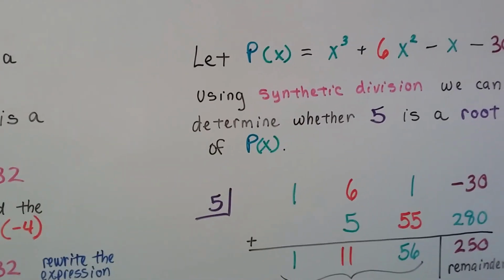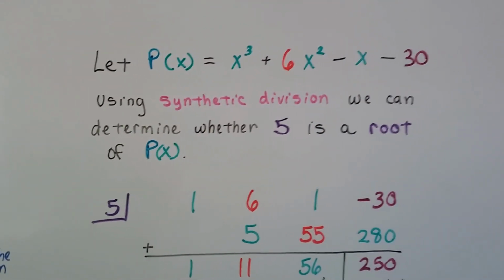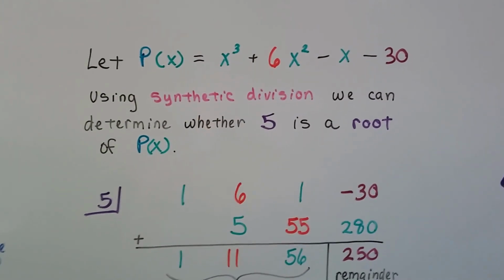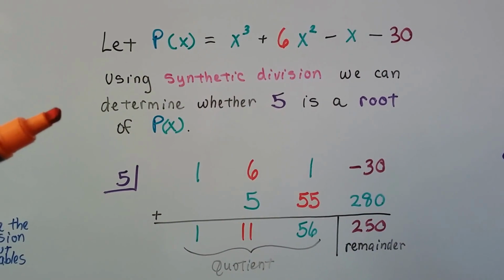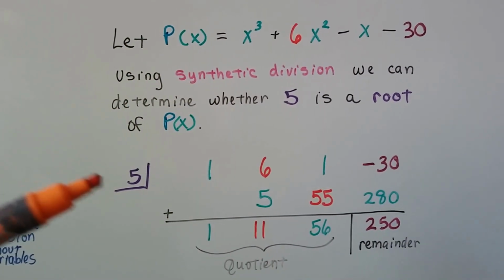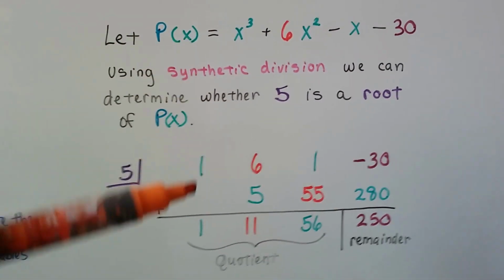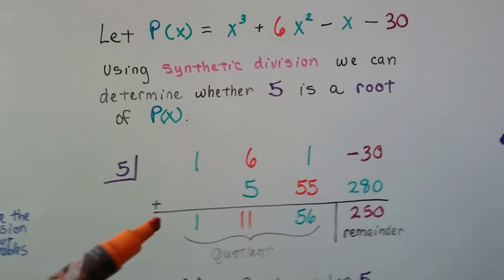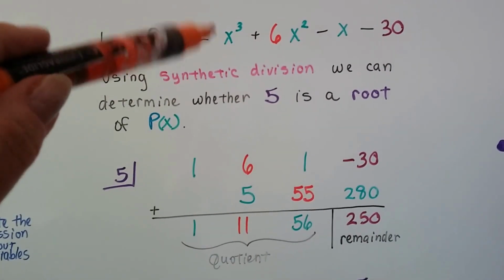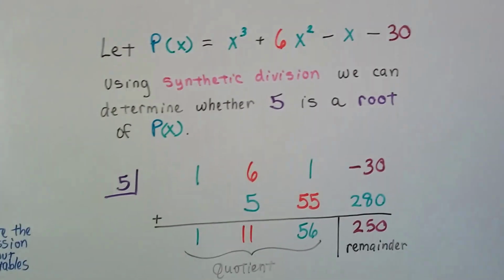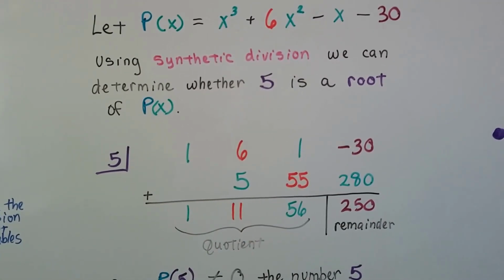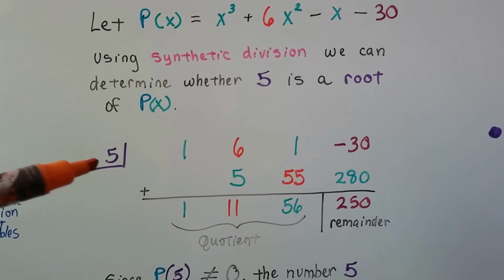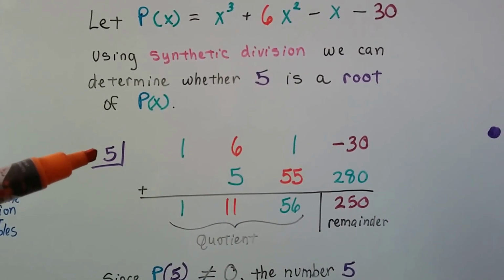We're going to let the function p of x equal x to the third plus 6x squared minus x minus 30. We're going to use synthetic division to determine whether 5 is a root of p of x. So we're going to rewrite this expression without any variables, only the coefficients. We've got a 1 in front of this one and a 1 in front of that one, don't we? So we've got a 1, a 6, a 1, and a negative 30 for our synthetic division. We're going to use 5 to see if it's the root.